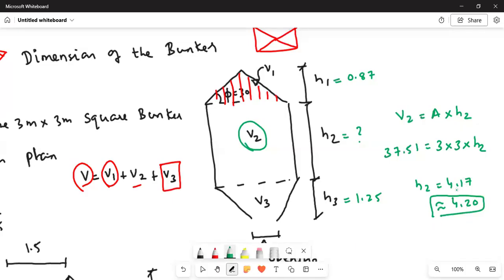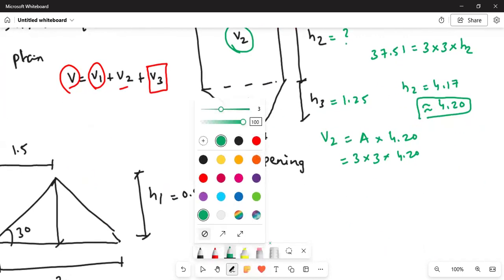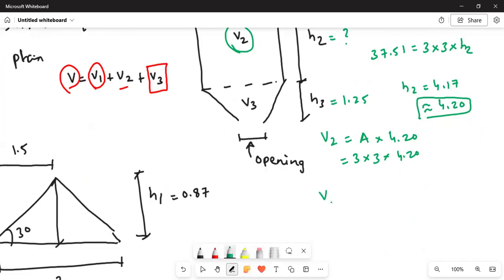Since you have increased the height, V2 will change. V2 equal to area of the bunker into H2, which is 4.20. Area of the bunker 3 into 3 into 4.20. So V2 equal to 37.8 meter cube.